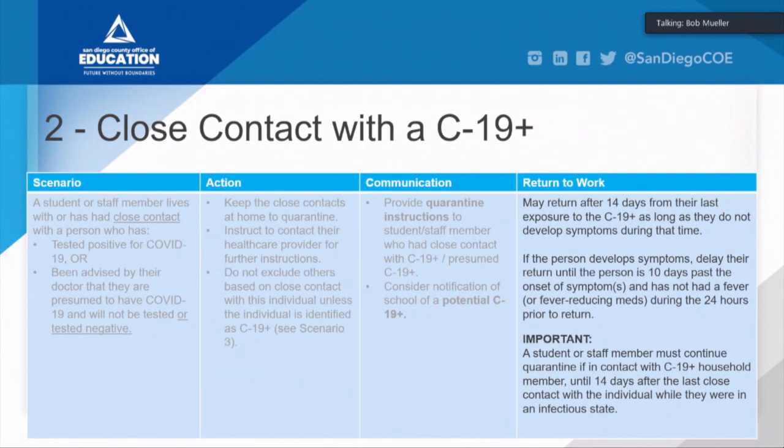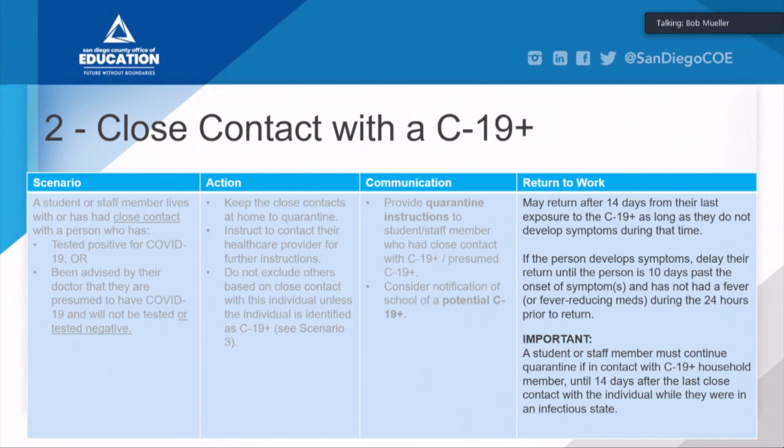It's also important to note that a student or staff member has to continue in quarantine as long as there are people in their house who are still infectious. And then 14 days beyond that point to make sure that they don't themselves develop symptoms.